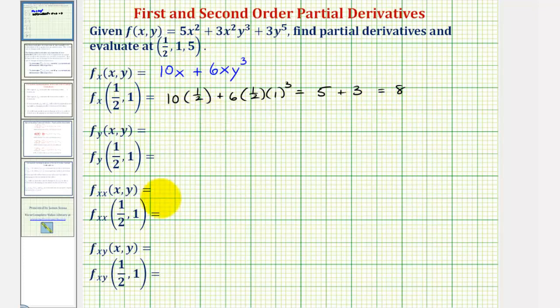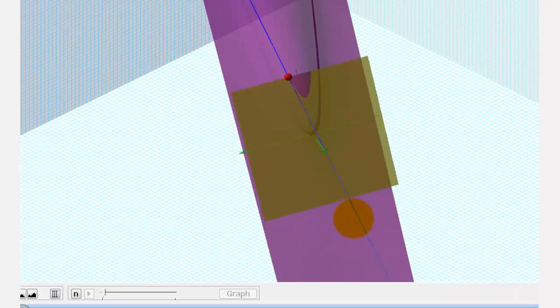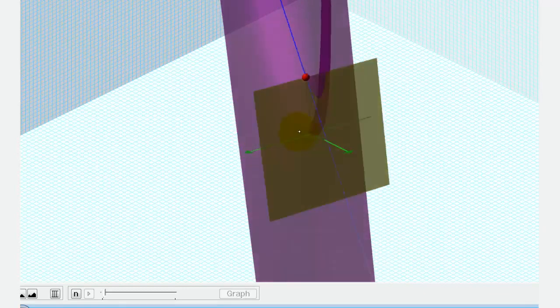And let's look at this graphically. Our surface is graphed here in purple. The point we're considering is this red point, and this blue line is a tangent line at that point in the x direction, which is in this yellow plane, which is parallel to the x-axis. This arrow here indicates the positive x direction. Notice as we move in this direction from our point, the line is moving uphill, and it has a slope of positive 8. So this is what the partial derivative with respect to x is telling us about the tangent line at that point.